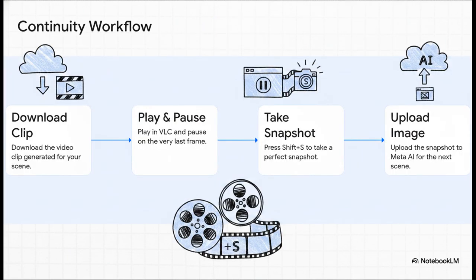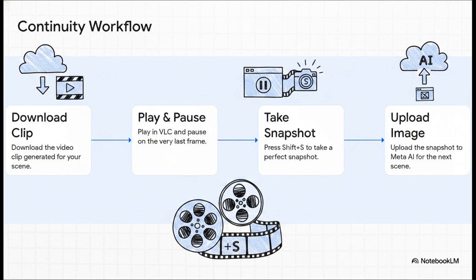Bingo! Here is the climax of our workflow and the secret workaround you've been waiting for. First, you're going to download your finished video clip for scene 1. Then, just open that clip up in a totally free program called VLC Media Player. Pause the video on the very last frame. Now press Shift+S. That simple keyboard shortcut takes a mathematically perfect snapshot of that exact final frame.